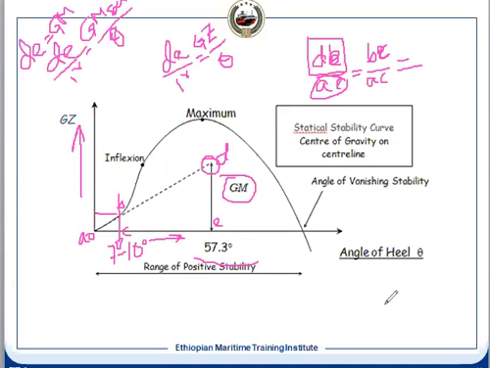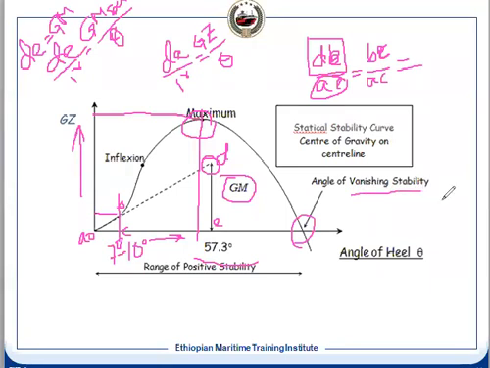Now this curve gives us certain other information. When we plot this curve, it will be like this, and up to a certain degree of heel it will keep on increasing, and then it will reach a maximum. After that, our GZ is reducing. Up to this, GZ was increasing. So we can find the maximum GZ from this curve. After that it starts reducing, and at one point GZ will become 0.